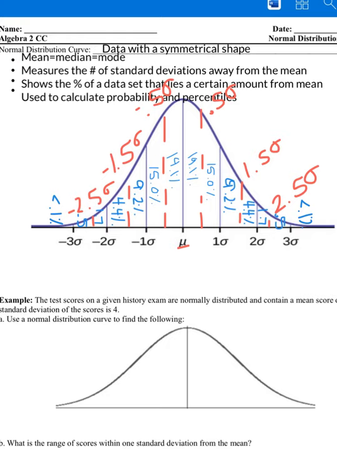Now, the other thing with this is that there's something called the empirical rule. The empirical rule says that if you are within 1 standard deviation of the mean, you are with 68% of the population. If the data is normally distributed, meaning it's nice and symmetrical like this, and you are within 1 standard deviation going both ways, you are with 68% of the population. If you are within 2 standard deviations, this is 95%.